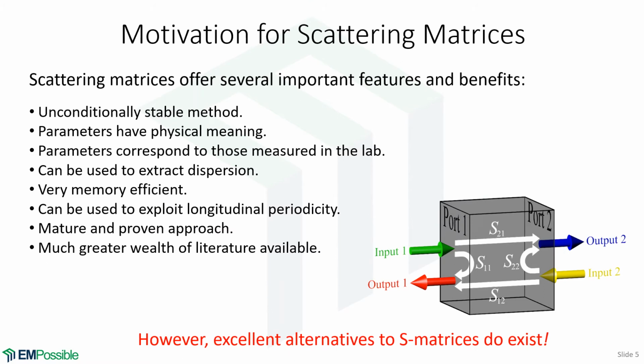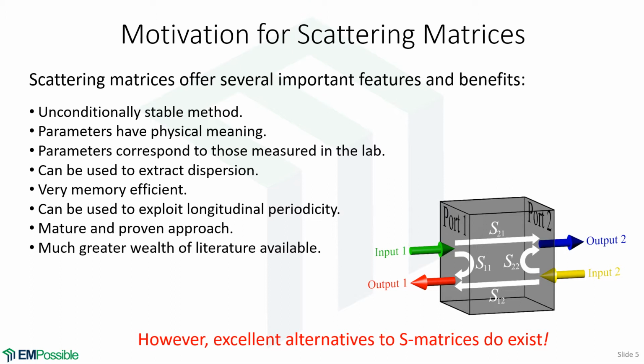Why do we want to use scattering matrices? Well, first, it's an unconditionally stable method. What that means is, as long as you don't make a mistake in your code, everything's going to work. This will not explode. And we saw previously that with transfer matrices, that's not the case. That does explode. And we really didn't even cover how to fix that. The other thing is that the parameters have physical meaning. We know S11 is a reflection, S21 is a transmission, S22 is the backward reflection, a reflection from port 2. S12 is a backward transmission.